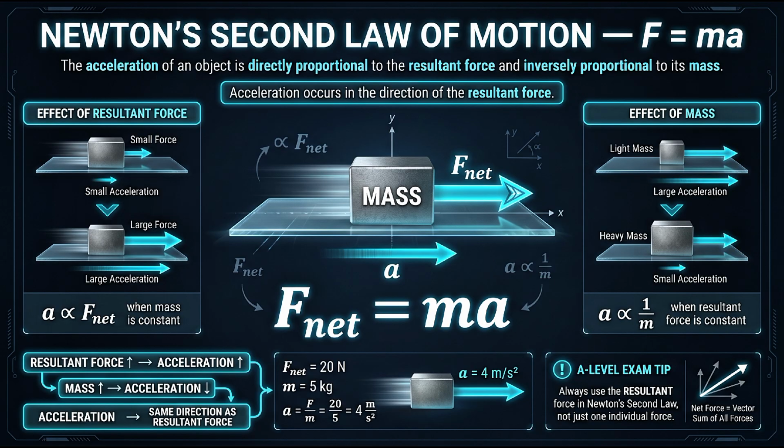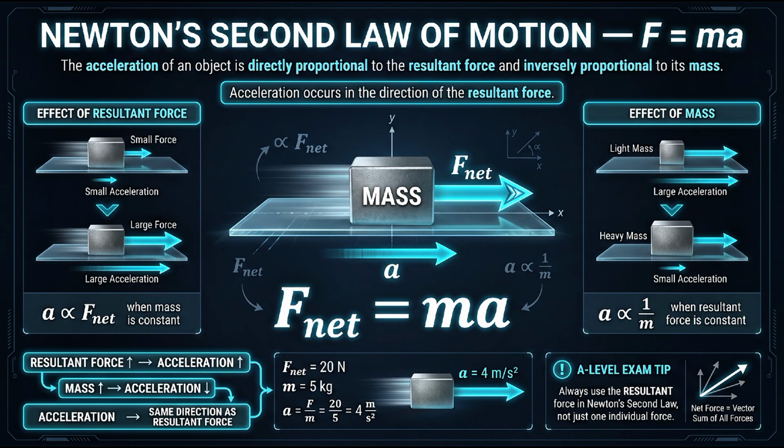The engine may provide a driving force toward the front, while friction and air resistance act backward. The car accelerates forward only if the forward force is greater than the opposing forces. The difference between these forces gives the resultant force. It is this resultant force that must be used in Newton's second law. If the forces balance, the resultant force is zero and the acceleration is zero. If the forward force is greater, the car has a forward acceleration.